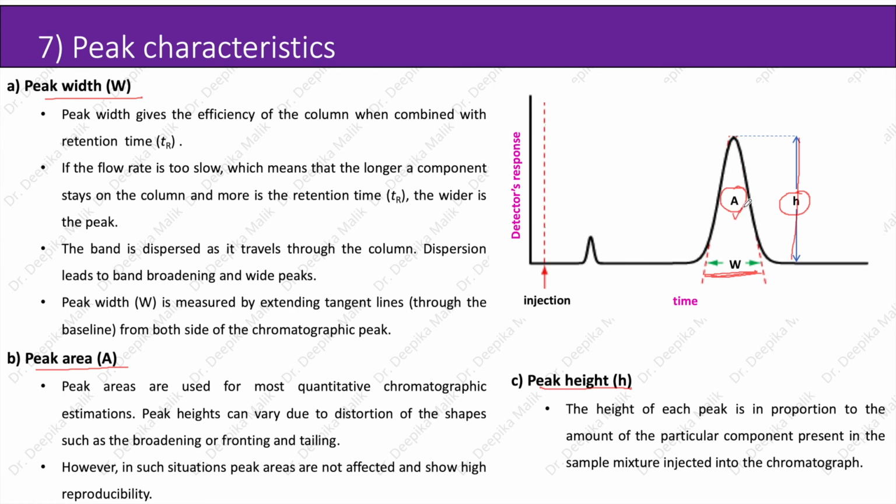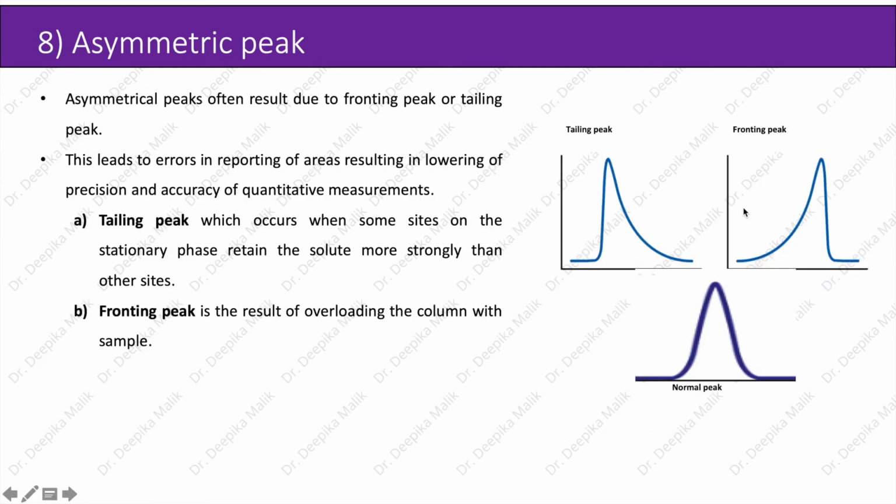Next slide shows the asymmetric peaks. Asymmetrical peaks often result due to fronting peak or tailing peak. This leads to error in reporting of areas, resulting in lowering of precision and accuracy of quantitative measurements.